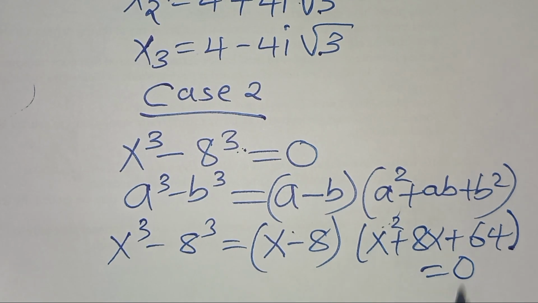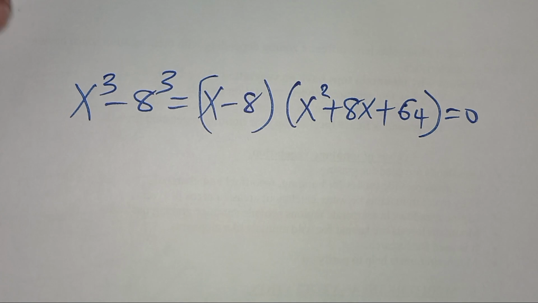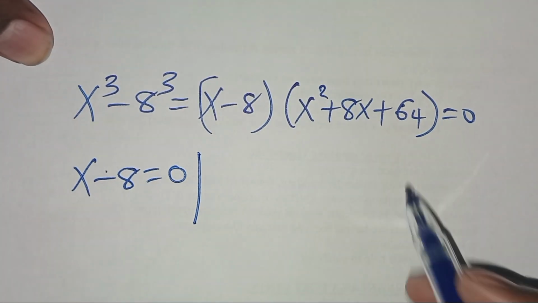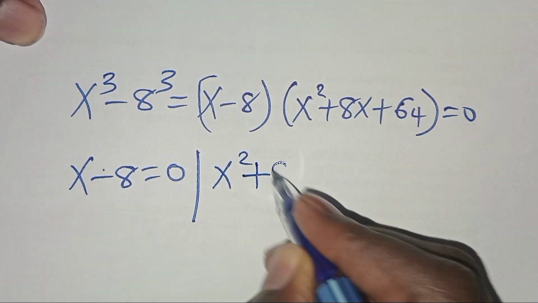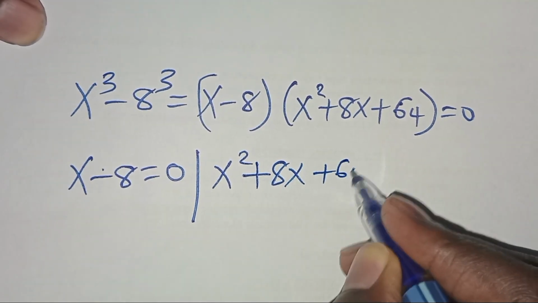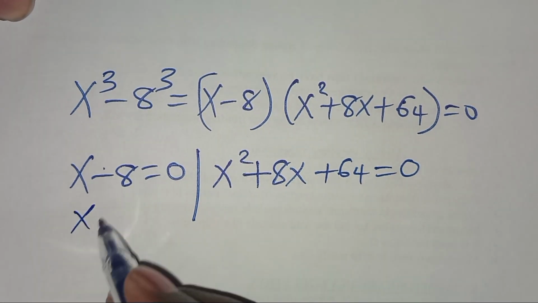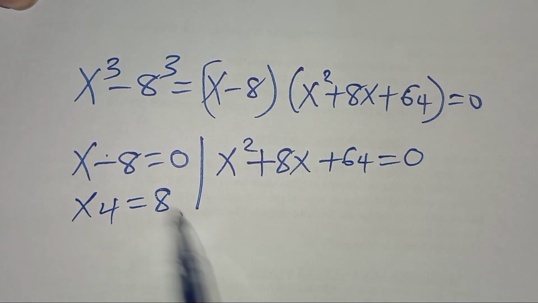Now, let's proceed from here. We have two parts here. We have x minus 8 is equal to 0 as one part. The second part, we have x squared plus 8x plus 64 equal to 0. So here, we have that x4 is equal to 8 as the fourth solution here, which is a real solution.